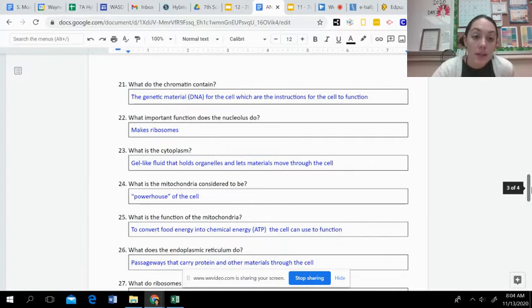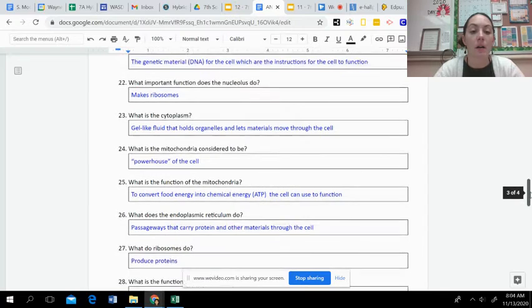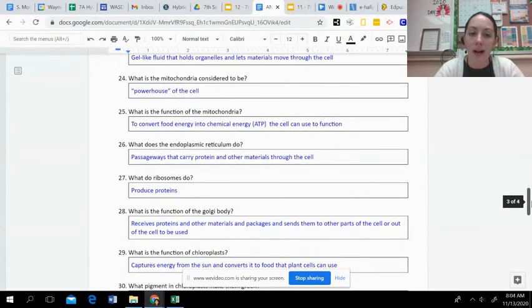Remember, the nucleolus makes ribosomes. The cytoplasm is just kind of there holding everything together. The mitochondria is that powerhouse, and the mitochondria creates the energy for the cell.